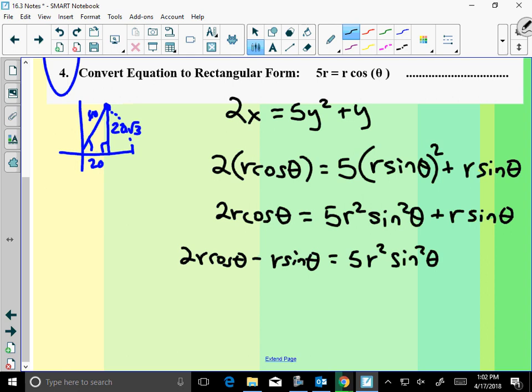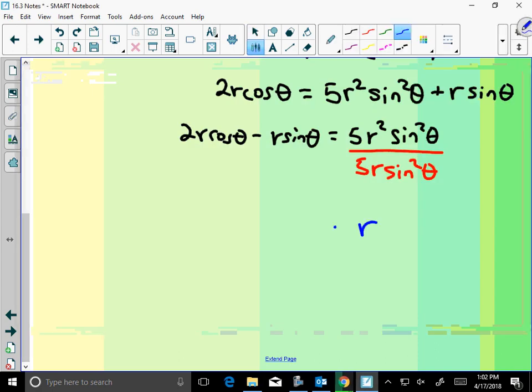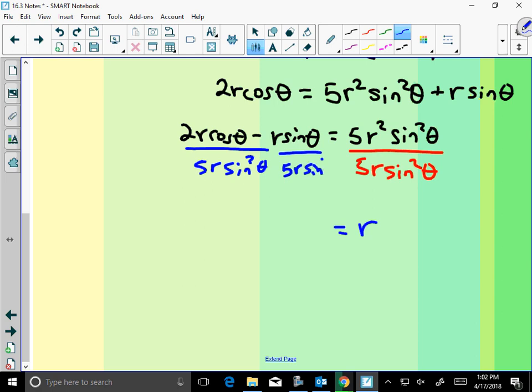Let's divide by r sine squared theta. And actually, while we're at it, let's divide by 5 as well. Let's divide by 5r sine squared theta. All right, because what will I get then on the right side? R. Yeah, that's what I want. So if I divide each of these individually by 5r sine squared theta, what would this become? 2/5. R's go away.